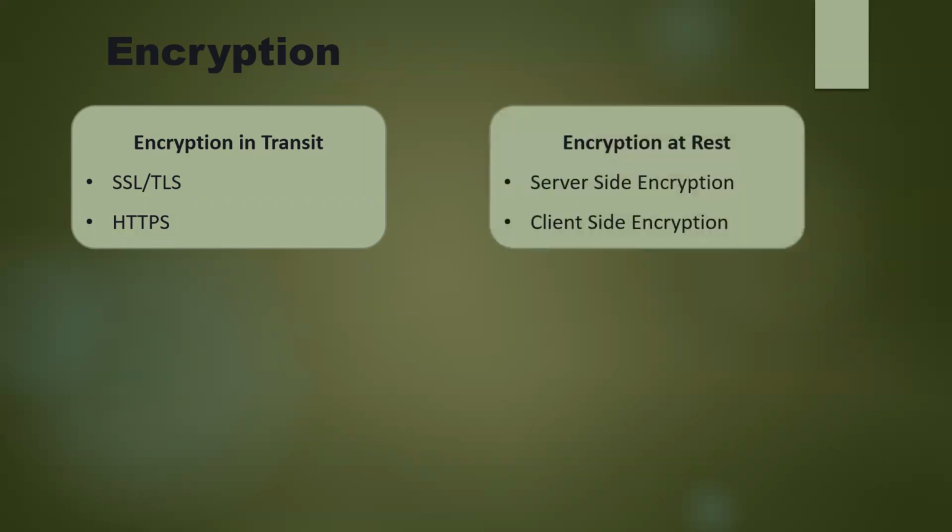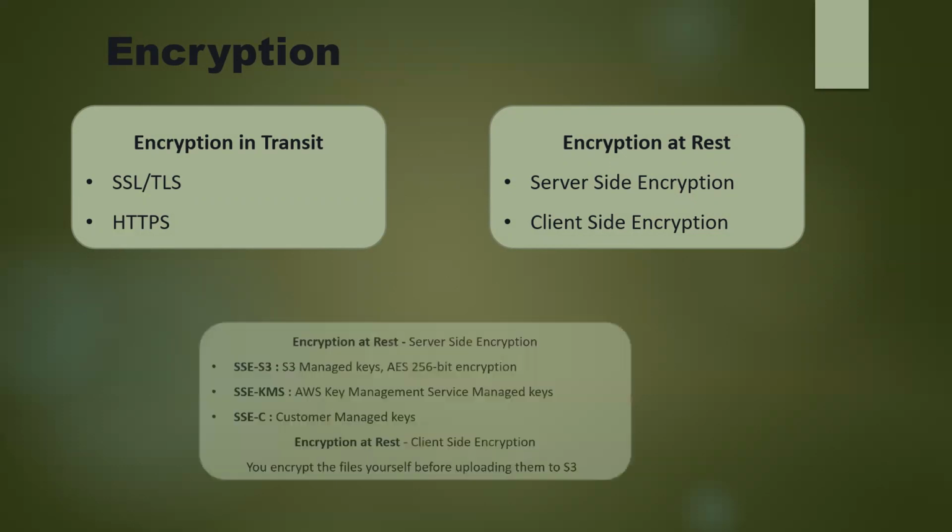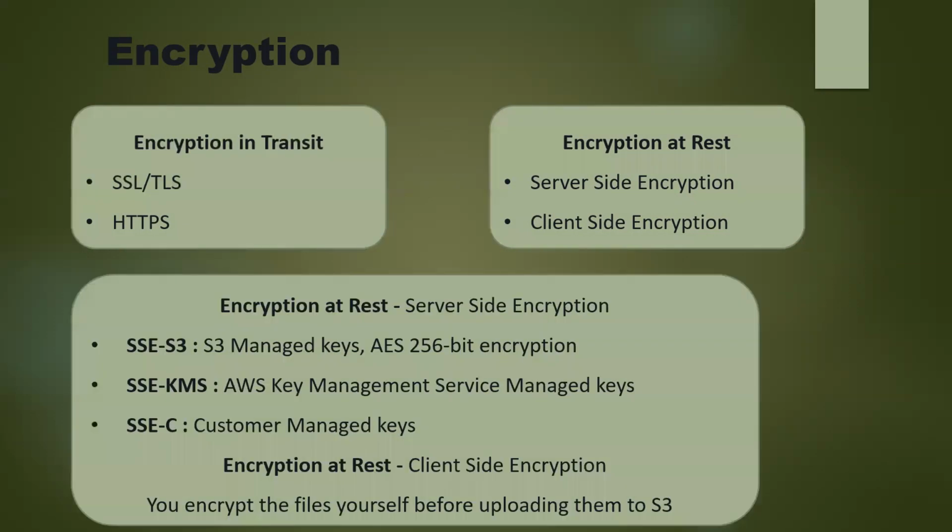When it comes to encryption at rest, it is of two types, server and client side. With server side, you have three types of encryption. The first one being SSE-S3, where the encryption keys are managed by S3 itself, and it uses 256-bit encryption. This is the most common type of encryption used.